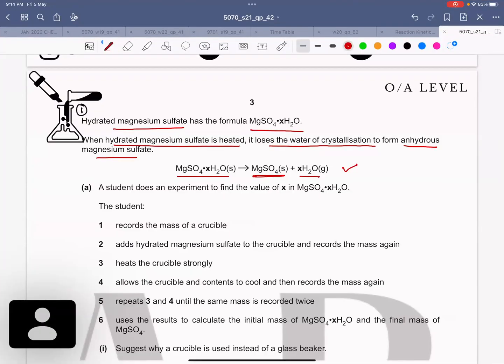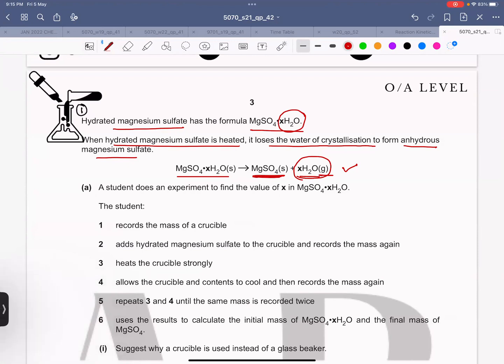So we have started question number 1. Here we have heating the hydrated magnesium sulfate, which contains the water of crystallization, and on heating that water is removed as water vapors from the salt, and only anhydrous salt is left with no water.